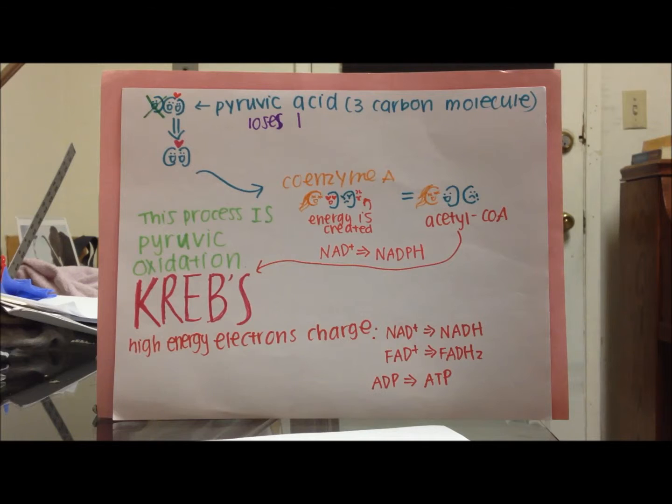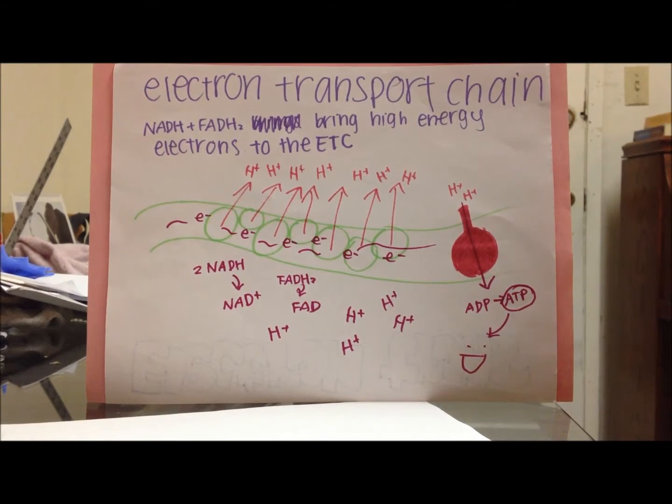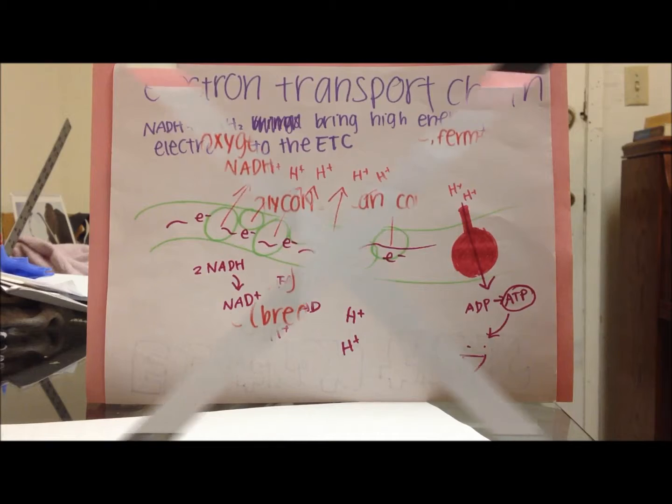Higher energy electrons charge NAD+ to NADH, FAD+ to FADH2, and ADP to ATP. NADH and FADH2 bring high energy electrons to the ETC. Electrons on the ETC activate proton pumps, which generate the electrical charge across the membrane. The protons flow back through ATP synthase to convert ADP to ATP. As electrons go down the ETC, they release energy, so a lot of ADP is converted to ATP.